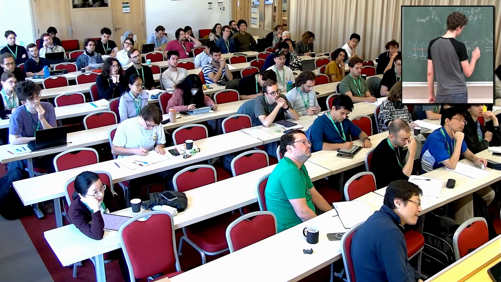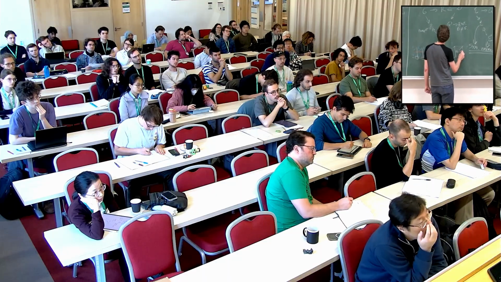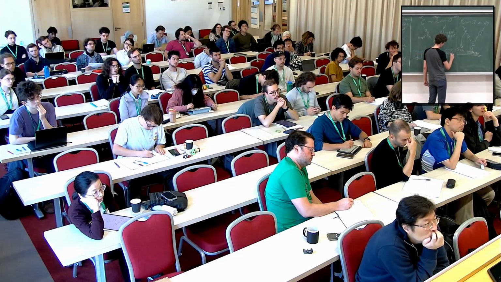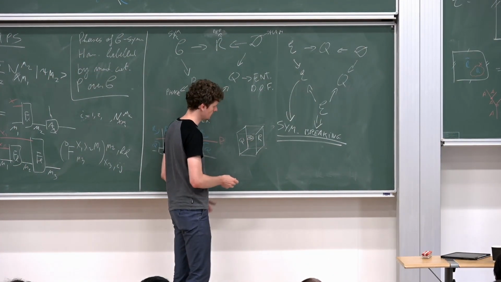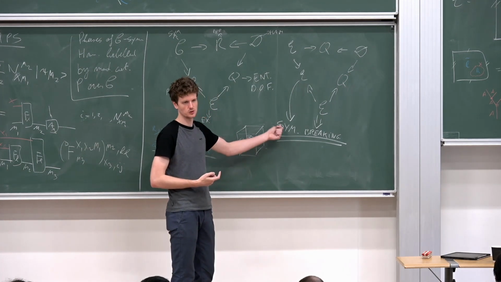One of these boundaries is going to be R, which is what people call the symmetry boundary. Another boundary of this is going to be this Q. And if you take this sandwich, you end up with something that's labeled by P.